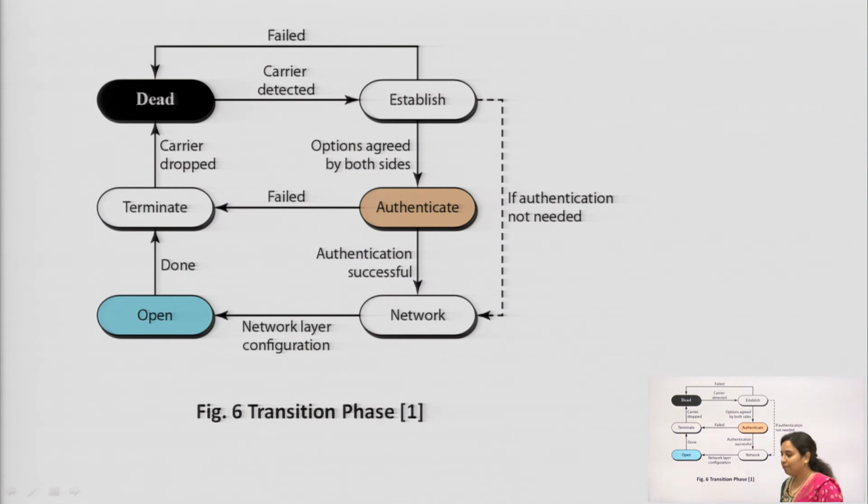So, in this flow chart, you can say that this is a transition phase, showing how the transition will take place. It starts from here. You have to establish a particular transmission, then the options are agreed by both sides. Both sides means, when I started this DCN, I discussed the 5 components of communication, and one of the components is protocol.